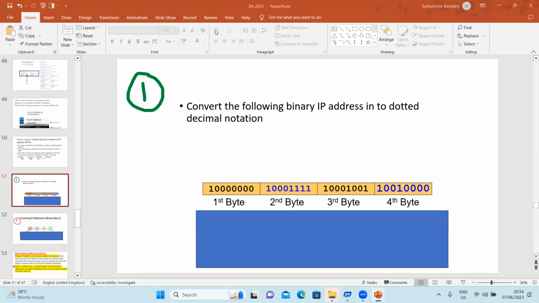And now you must convert this binary IP address. That means it contains 4 8-bit octets. So this number you must convert into decimal. So there are 4 octets, each octet containing 8 bits. So these octets you must convert into decimal and write the full IP address in decimal notation.